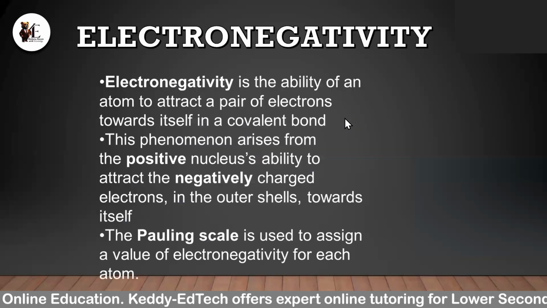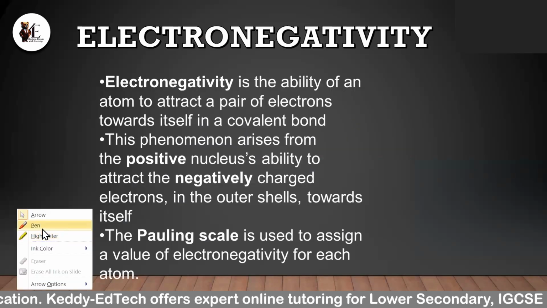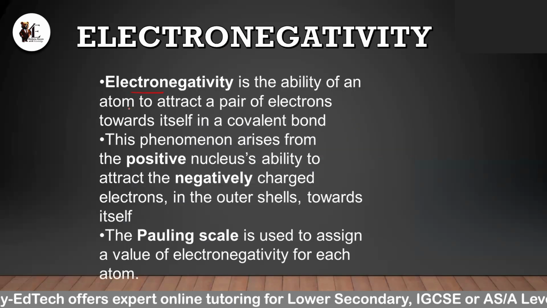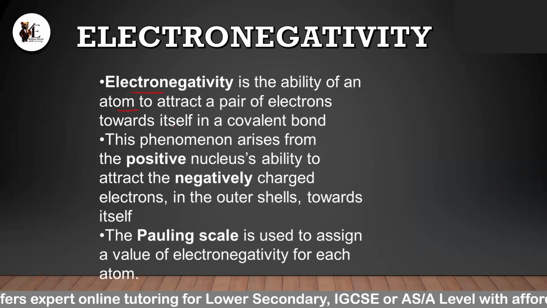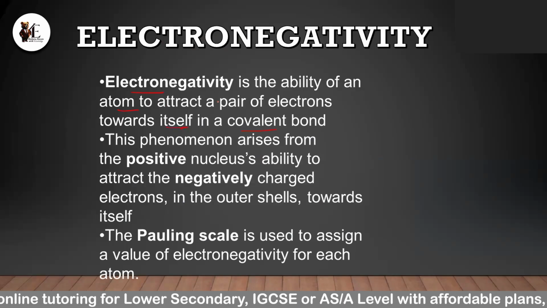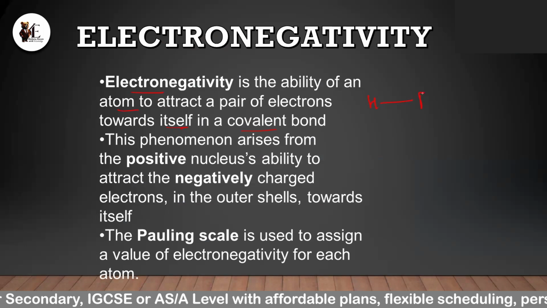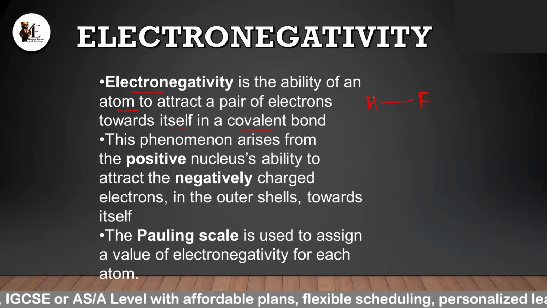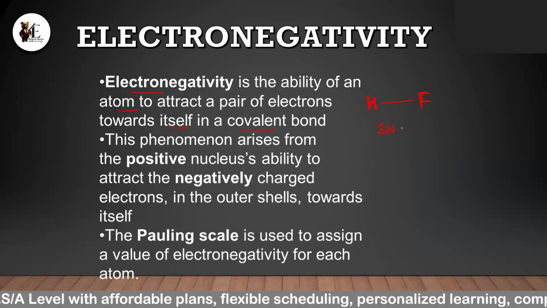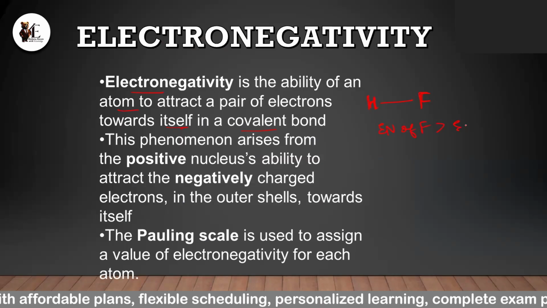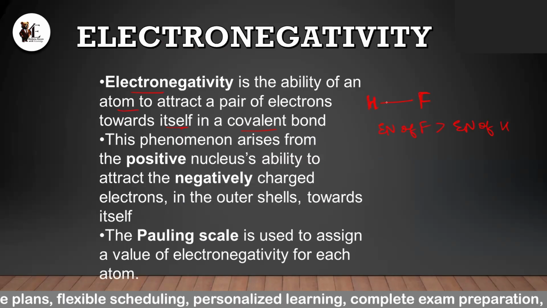So we'll read about electronegativity first. Electronegativity is the ability of an atom to attract the shared pair of electrons towards itself in a covalent bond. For example, if we have a bond of HF, hydrogen fluoride, the electronegativity of fluorine is greater than the electronegativity of hydrogen.